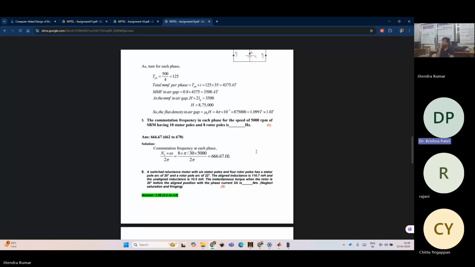Yes, I am getting the same answer, triple 6.66, for question number 5. Commutation frequency was n into omega divided by 2 pi.